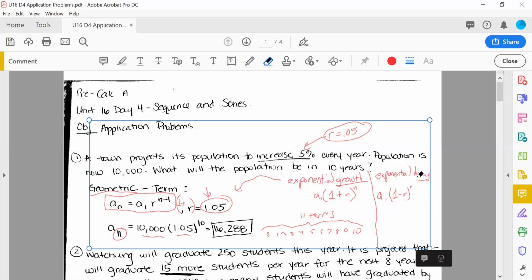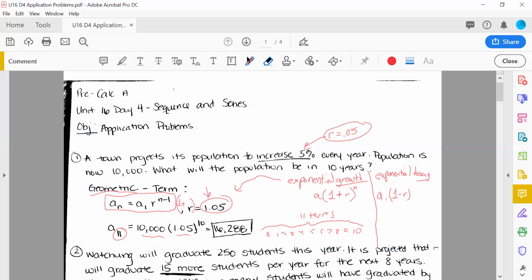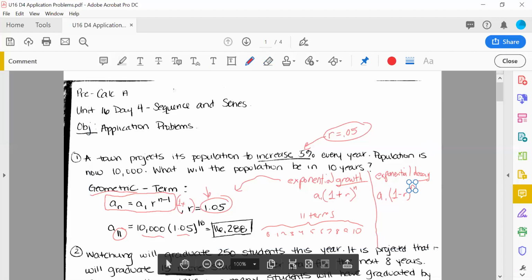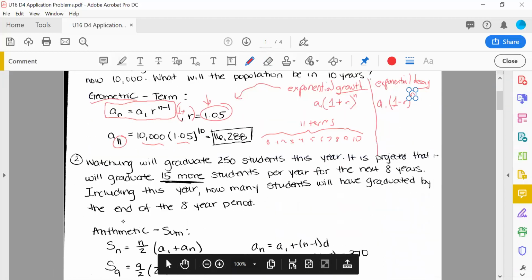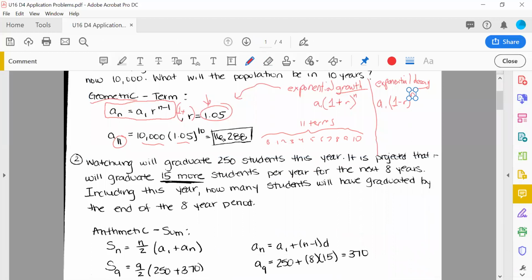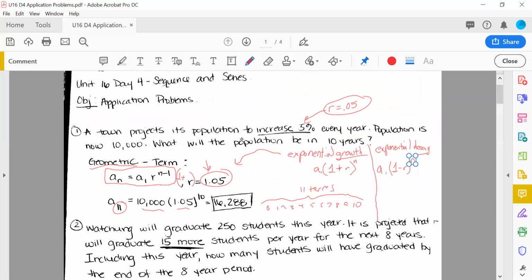I don't know why it's not erasing. There we go. Let me just erase it all and I'll rewrite it. Okay, so in 10 years, you're just raising it to the 10th power. But technically you are finding the 11th term because you're starting at year 0. Okay, so there we go. And if you plug that into your calculator, you get 16,288 people.